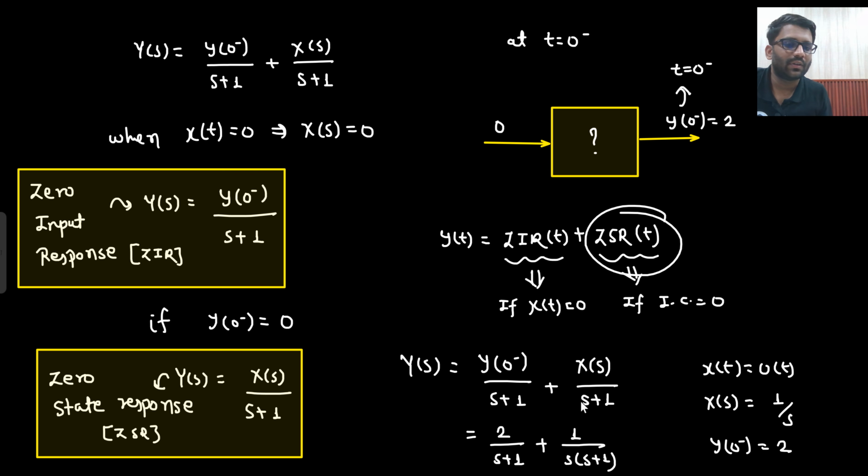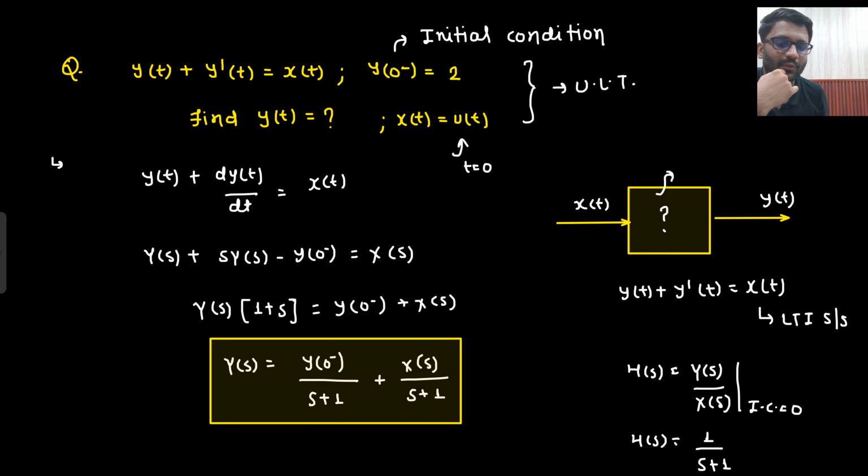But what is this output? This output was there when the input came into action. This is coming because of the input, and this is coming because of 0 minus. The input came into action at t equals to 0.